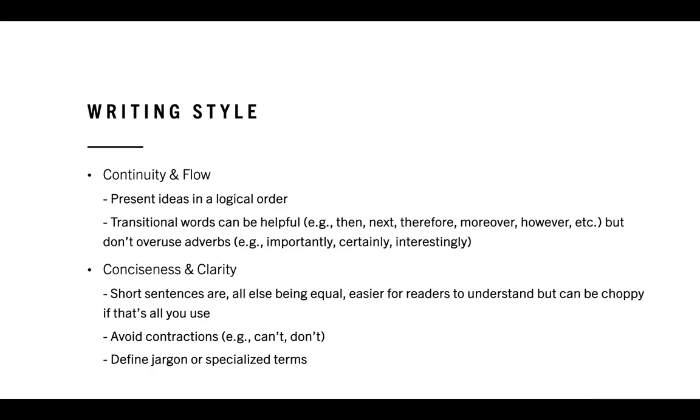I'm sure you all have experienced this when you're reading something and you're just like, whoa, this sentence goes on for an entire paragraph, like 14 lines, and I just cannot follow what this person is saying. So often with graduate students, I'm saying, you need to reduce how you explain things into shorter, clearer sentences. All else being equal, it's easier for readers to understand.